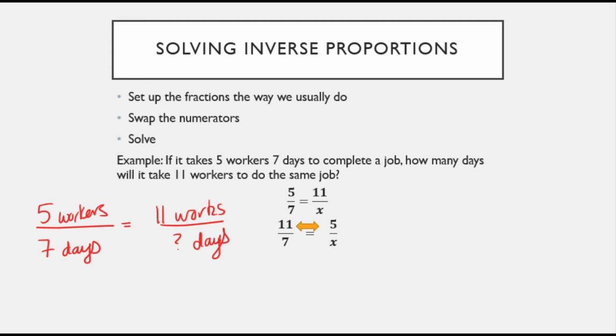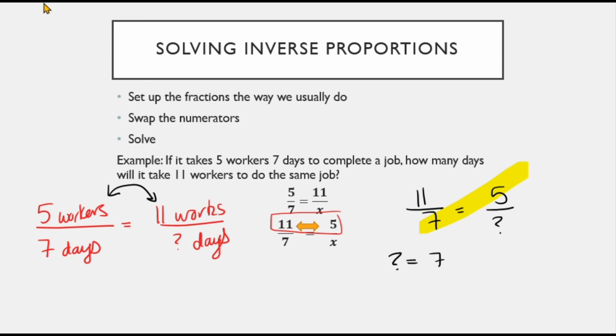So the minute you've established you have an inverse proportion, set up your ratio, and then do this crazy move. Swap the numerators. So we're going to change it to 11 over 7 equals 5 over question mark. These two have switched places. Then solve it like you always do. The unknown is equal to 7 times 5 divided by 11, which should give you about 3.18 days.